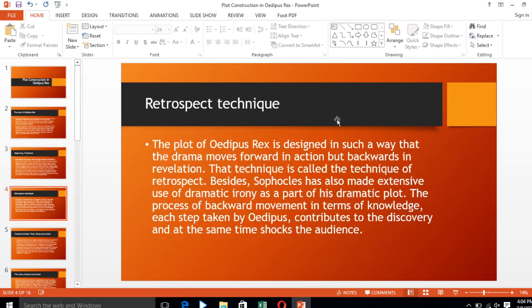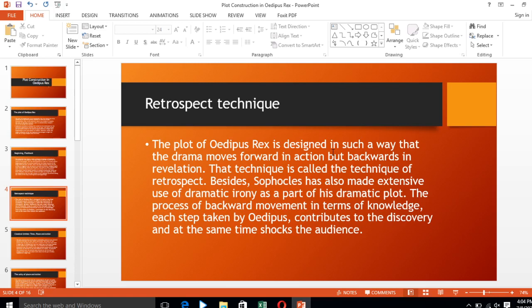There is another technique used by the writer, the retrospect technique. The plot of Oedipus Rex is designed in such a way that the drama moves forward in action but backward in revelation. This means the action goes forward.